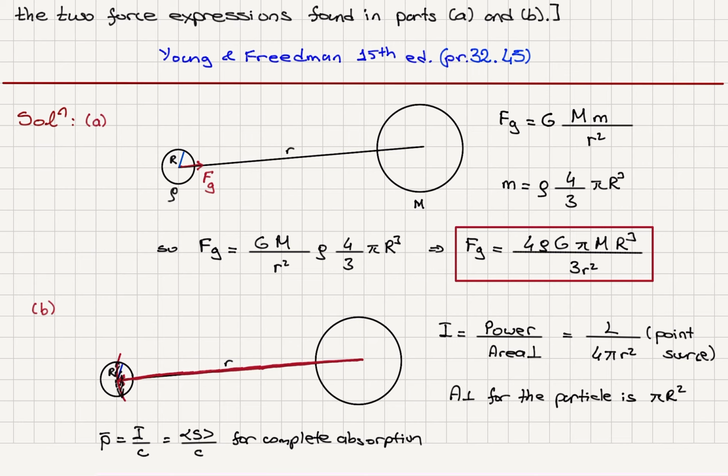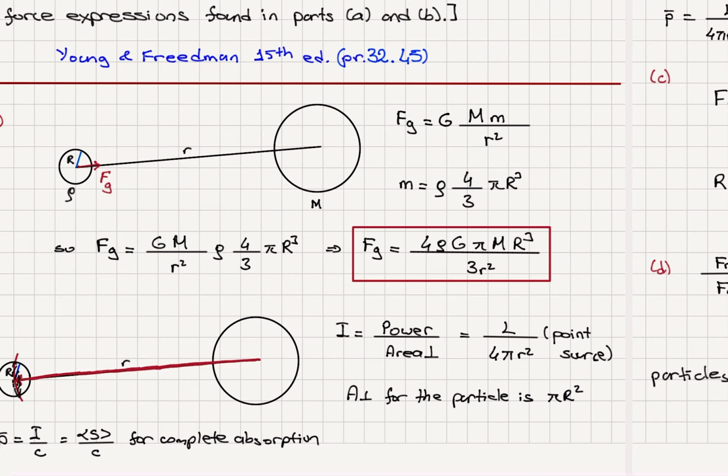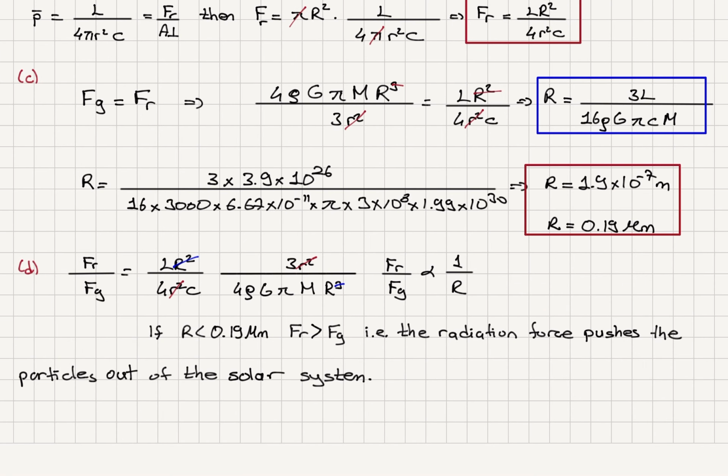And for complete absorption, we have mean pressure is intensity divided by the speed of light. So L over 4 pi r squared times the speed of light is the mean pressure. That is the radiation force divided by perpendicular area, which is pi R squared. So this allows us to calculate the radiation force. If the radiation force is equal to the gravitational force, then this corresponds to a critical radius of 0.19 micrometers. The ratio of radiation force to gravitational force varies as 1 over R. So if R is less than this critical value, the ratio increases and the radiation force wins over the gravitational force, pushes the interplanetary dust particles, very small dust particles, out of the solar system.